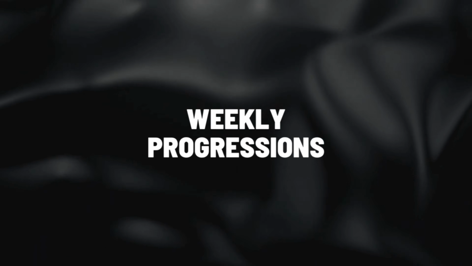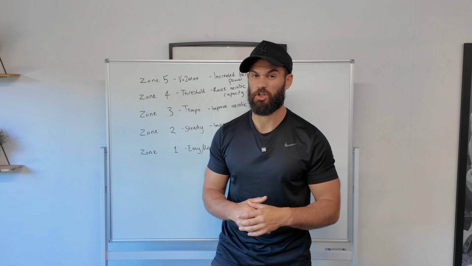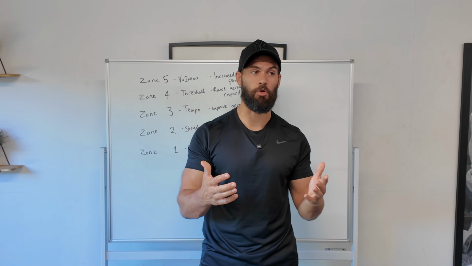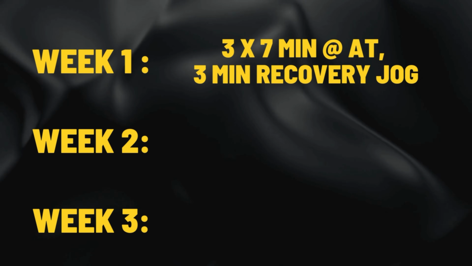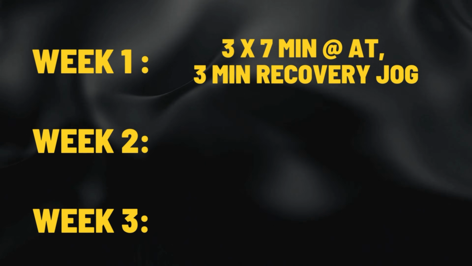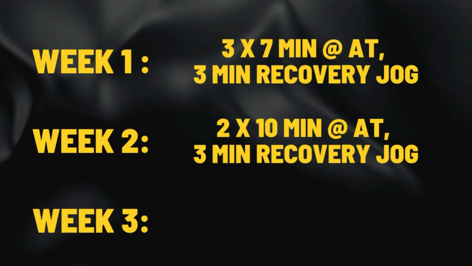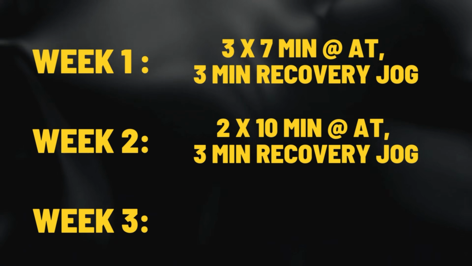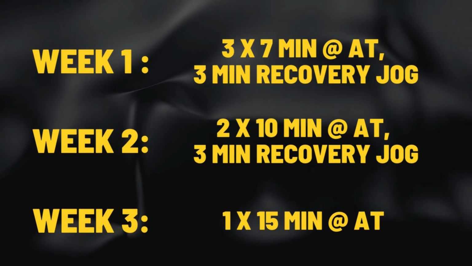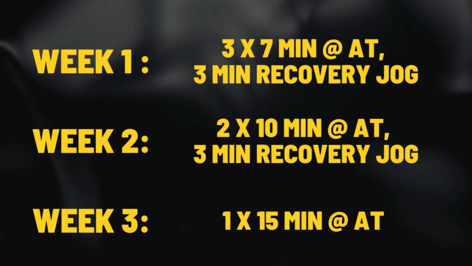So what does it look like in a session? Now, if you're a recreational runner, you could do a 5K in about 25 to 27 minutes or a Hyrox in sort of 80 minutes plus. Here's a 3-week progression for you. Week 1, you're going to do 3 sets of 7 minutes at anaerobic threshold with a 3-minute recovery jog. Week 2, you're going to do 2 sets of 10 minutes at anaerobic threshold with a 3-minute recovery jog. And on the 3rd week, you're going to do 1 set of 15 minutes at anaerobic threshold continuously.